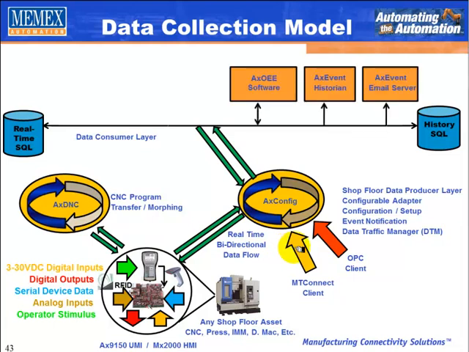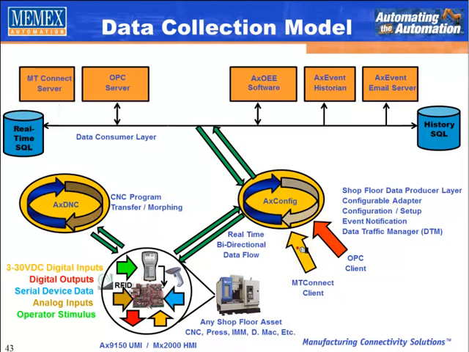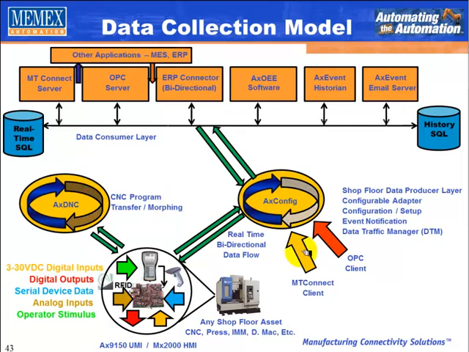Applications on the data consumer layer include our AXOE dashboard software, our event historian, our email event server, and as well you could have OPC server information, MT Connect server information, our ERP connection, which is a bi-directional connection to any ERP system that's out there, and as well you could access any other types of applications, manufacturing execution systems, ERP, and so on, any of your other applications that you may want to get to. The trick here is once we've configured the data at the actual AXConfig layer, we can then send that out towards the network to be processed and utilize that information in an effective fashion.